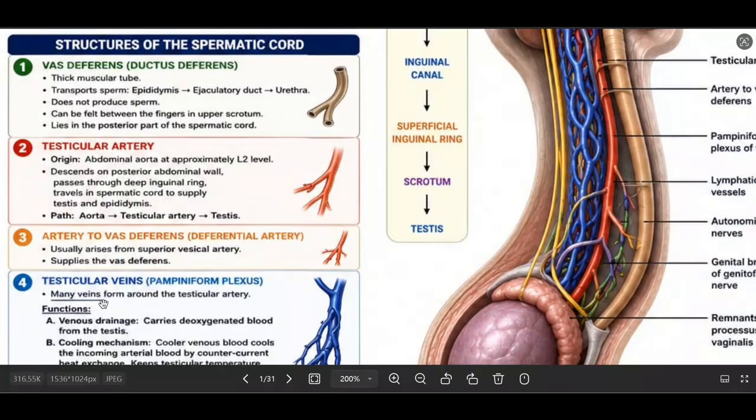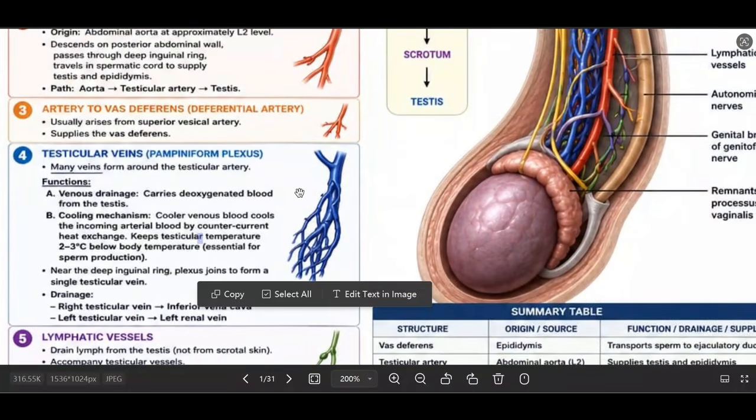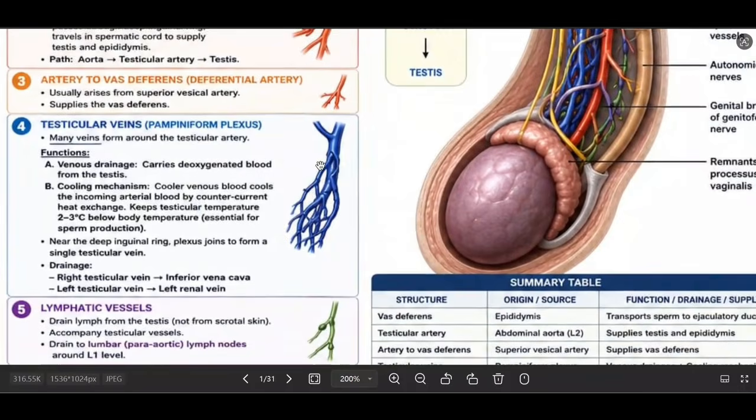Now about the fourth structure included in the content of the spermatic cord: the testicular veins, or you can also say the Pampiniform plexus, because there are a lot of veins. If you can see, there is only one testicular artery, but there are a lot of veins, and these veins form a plexus that is called the Pampiniform plexus.